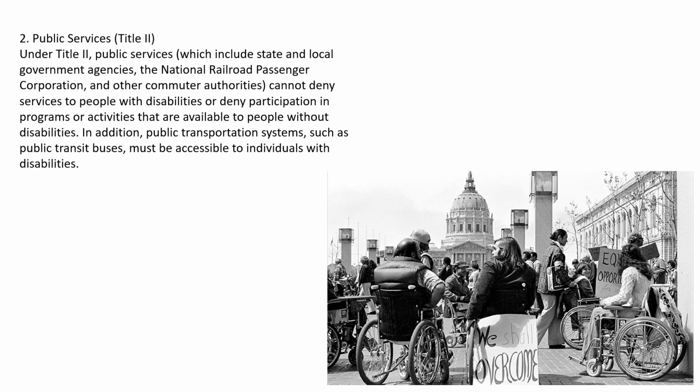Two, public services. Under Title II, public services, which include state and local government agencies, the National Railroad Passenger Corporation, and other community authorities, cannot deny services to people with disabilities or deny participation in programs or activities that are available to people without disabilities. In addition, public transportation systems, such as public transit buses, must be accessible to individuals with disabilities.